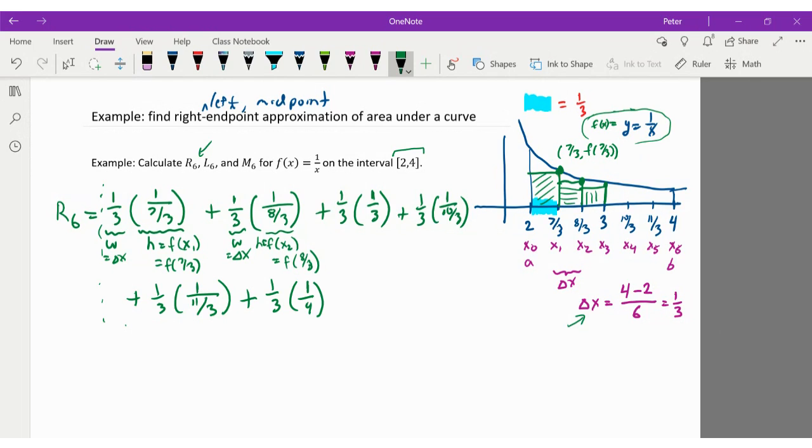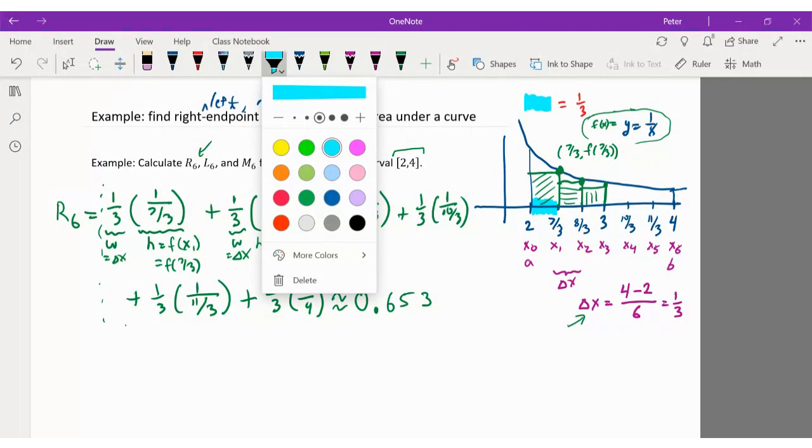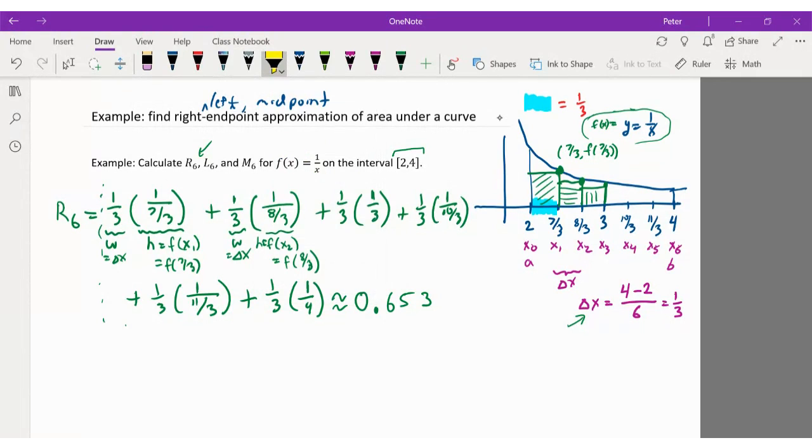Okay. So anyway, I don't want to do the arithmetic here, but if you add all this up, what you get is approximately 0.0653 as the full area under the curve on the interval 2, 4. So the area, once again, that we just found a good approximation of, was this area. So the yellow area is what that number approximates.